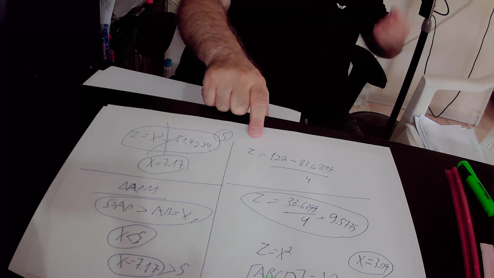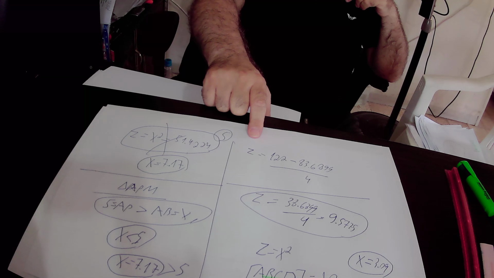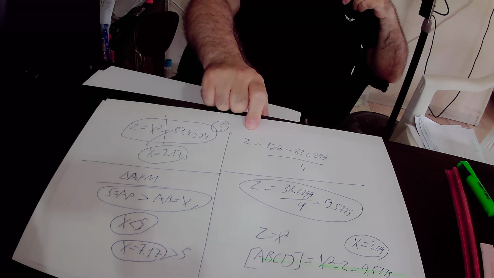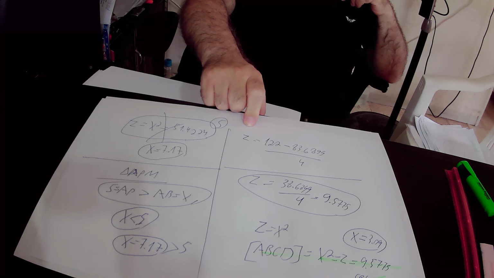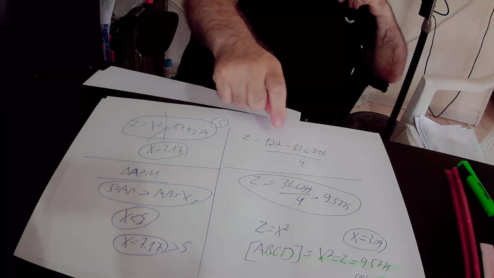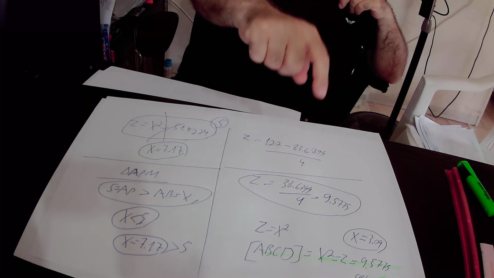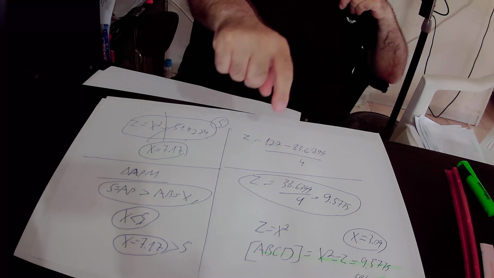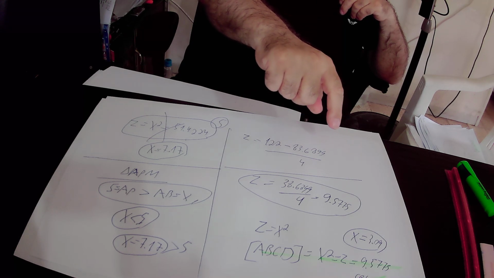The second solution is z equals 122 minus 83.6899 over 4. 122 minus 83.6899 is 38.3101, and if we divide it by 4, we get that z equals 9.5775.